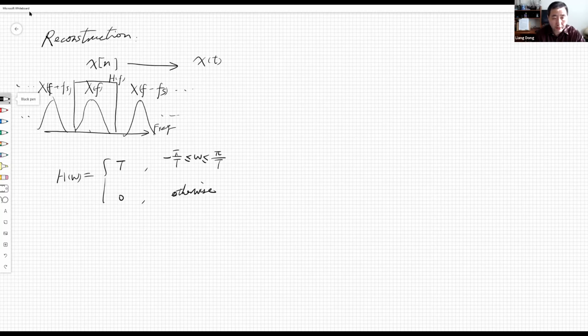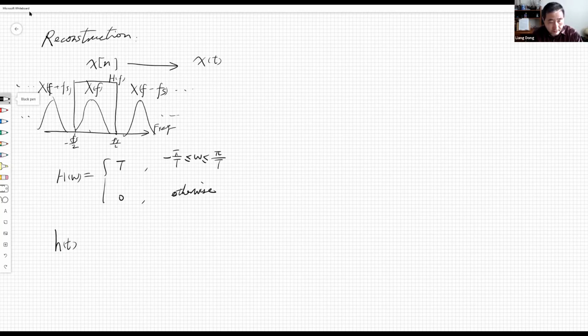This is according to the sampling theory. 1 over T is fs, and omega is 2 pi f. This point is fs over 2, and this point is negative fs over 2. As long as I'm in this range, I can let it pass. Later on, we will see that in the time domain we need to apply this rectangular box, which we call a filter or the system. It's really a reconstruction low-pass system. You go through the system, and then you only have the low-frequency component.